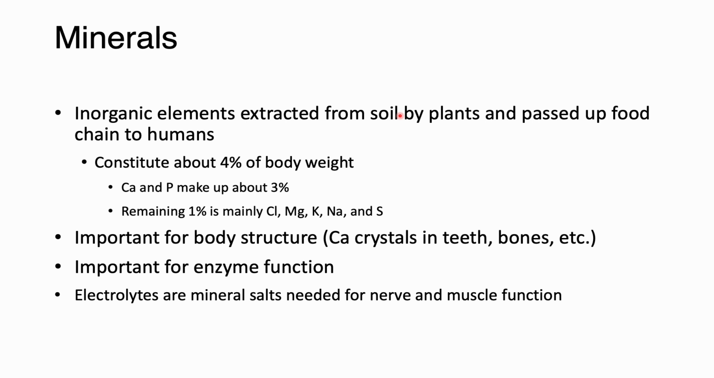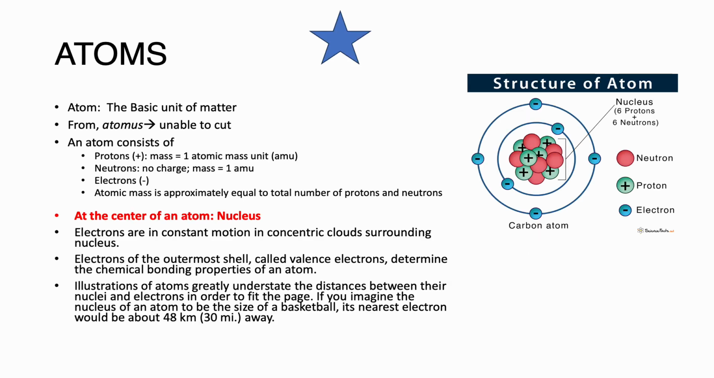So how do we get those elements into our body? By ingesting foods rich in elements. For example, calcium and phosphorus. Why are these two inorganic elements important? They make up our bones. They make up our teeth, for example. These minerals are also important for enzyme functions. And so yes, let's continue.